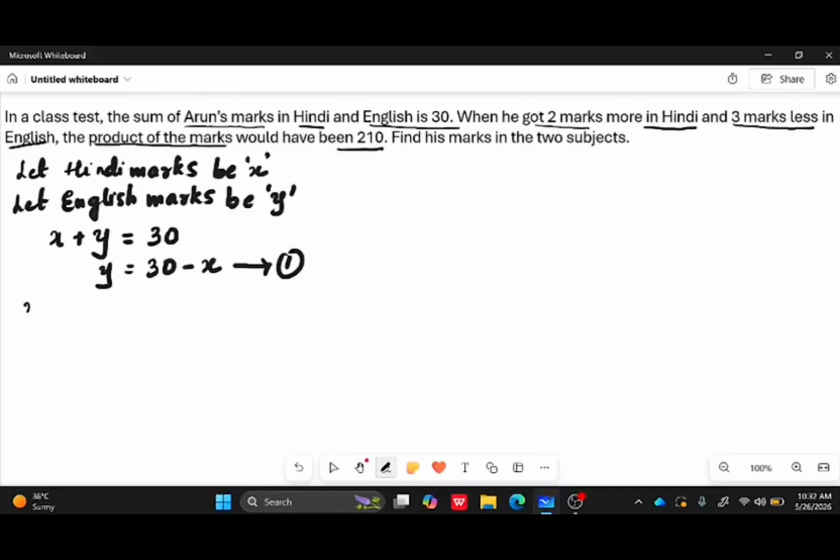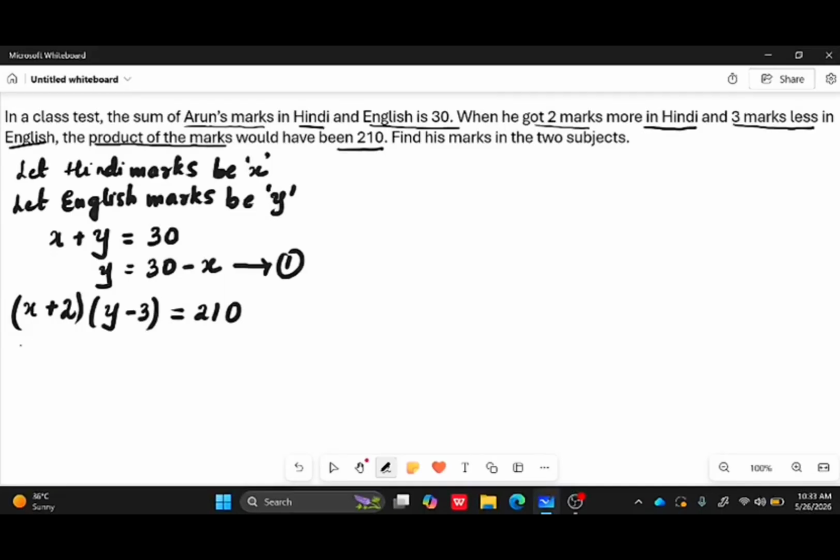Here, X plus 2, right? And 3 marks less in English. And between them, there is one fundamental arithmetic operation. What is that? Product, right? So he has got 3 marks less in English, that is Y minus 3. And that equals how much? 210. I hope everyone has understood. Is it clear? Shall we move to the next step?